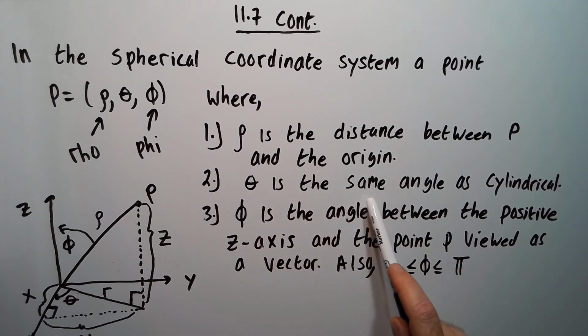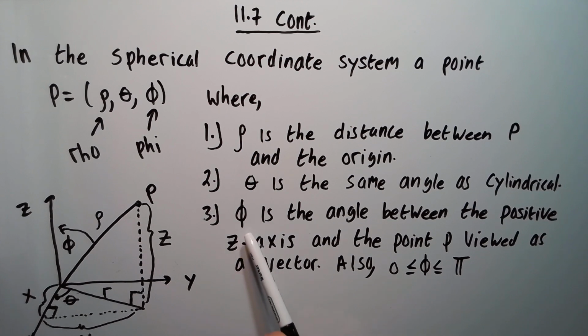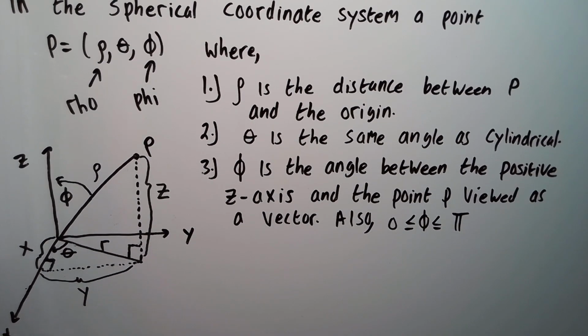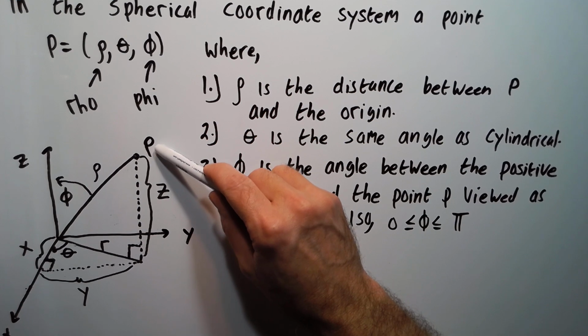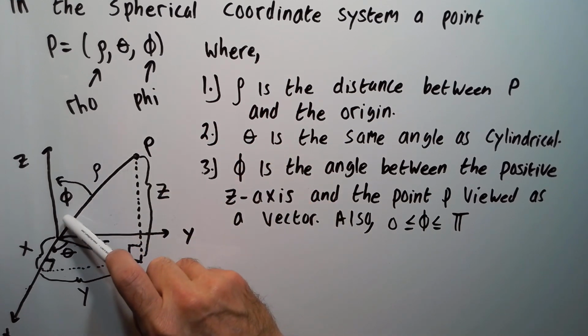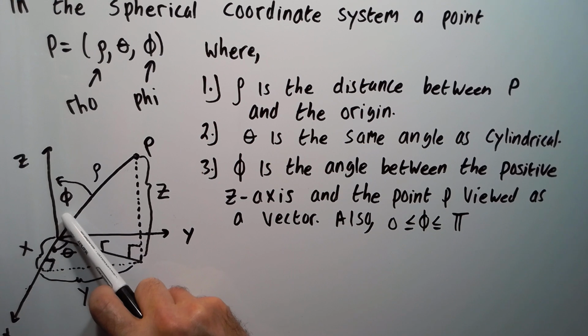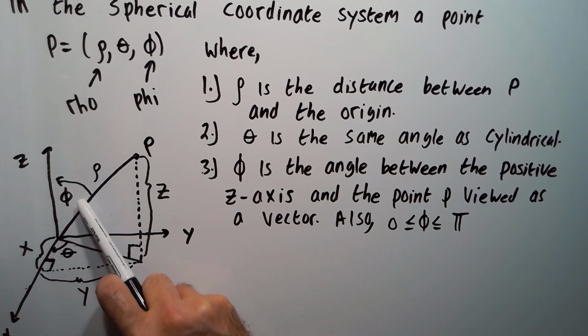Theta is the same as the angle in cylindrical, and phi is the angle between the positive z-axis and the point P viewed as a vector. Also, the phi angle goes between 0 and pi. I've drawn a picture off to the side. Here's my point P, and here's my rho vector. The phi is the angle between the positive z-axis and the rho vector.